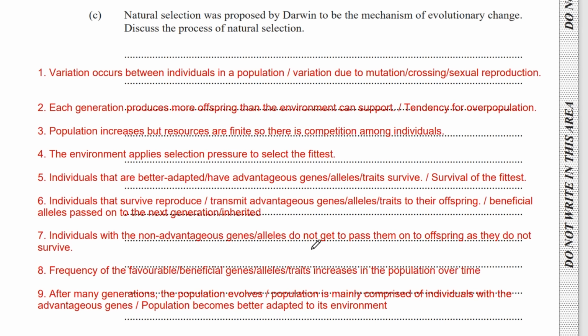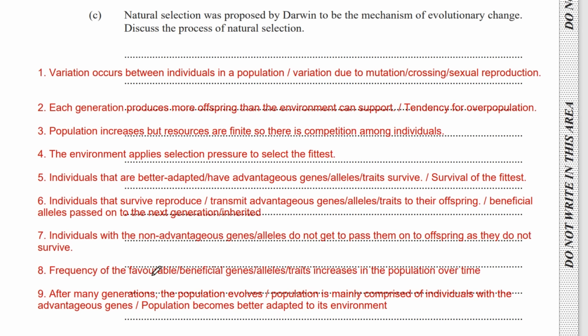If you have a place where only black moths would survive and a white moth comes, the white would be more easily spotted by the birds and would get eaten. So that's a non-advantageous gene or allele, right? They wouldn't survive. They might be advantageous in a different environment, but probably not in this forest filled with soot.